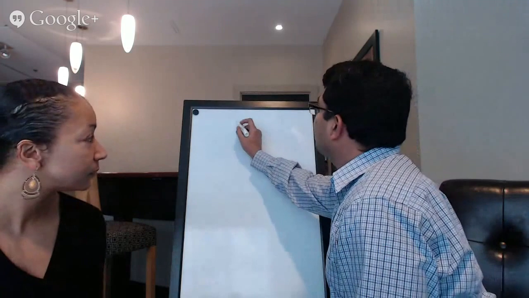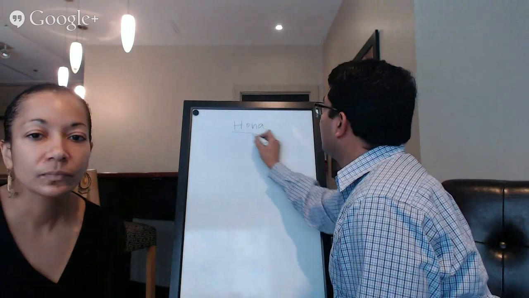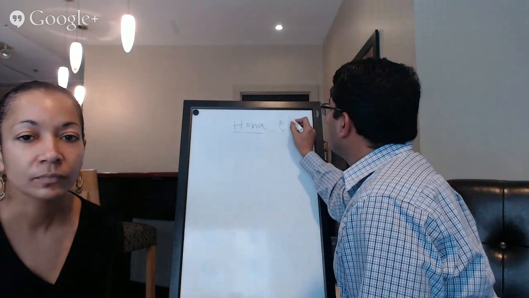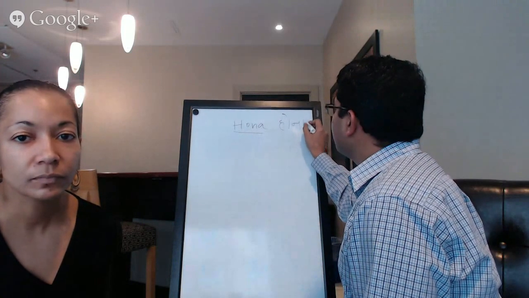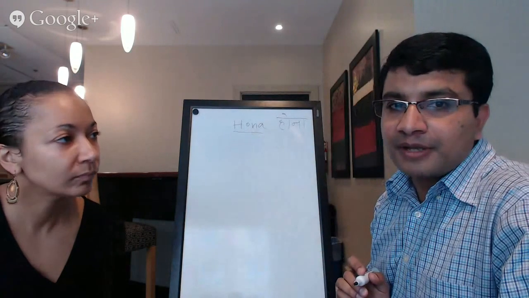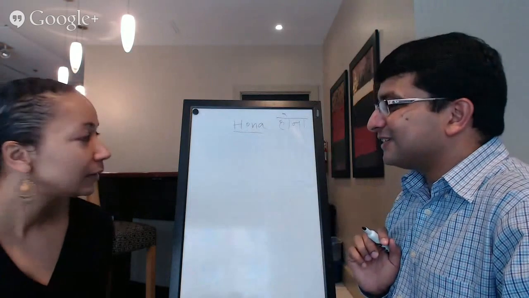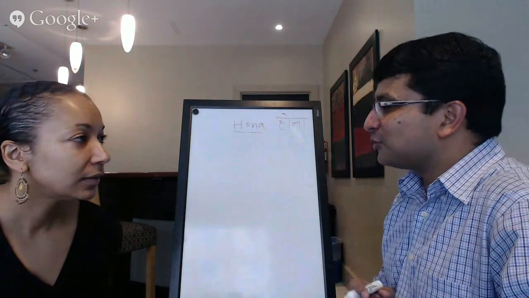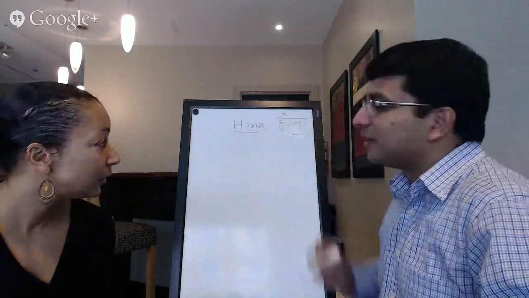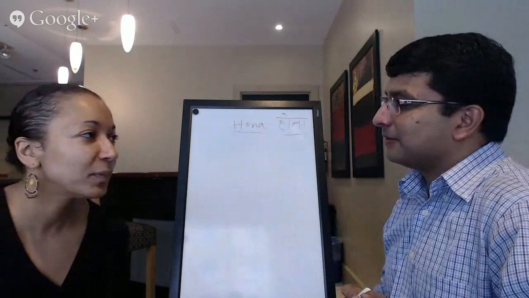I'll erase it and then Hona. So first I'll use a very simple sentence of Hona, and then we'll take a little tangent, and then we'll come back to the sentence. So what is the easiest sentence that comes to your mind, which uses some form of Hona?